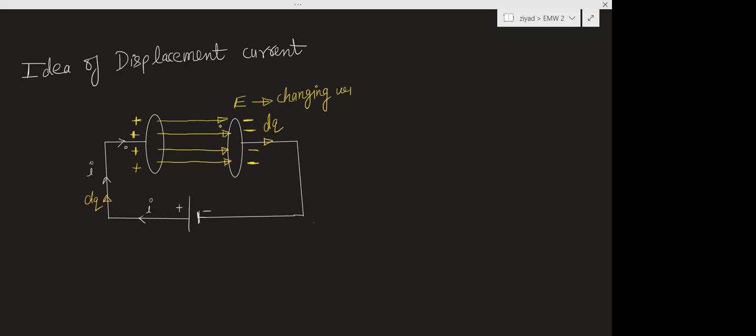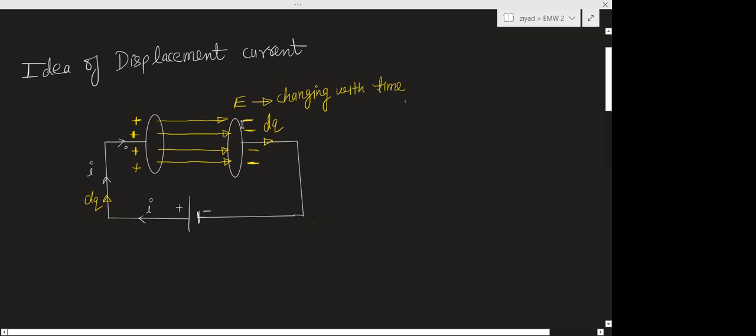Why is this electric field changing with time? Because the charge on the capacitor is changing. These arrows represent the electric field lines.